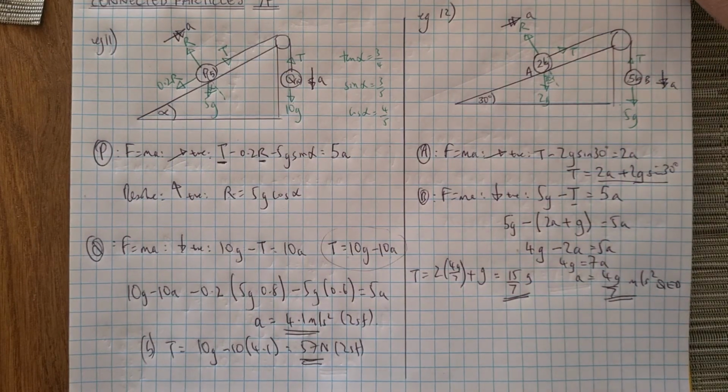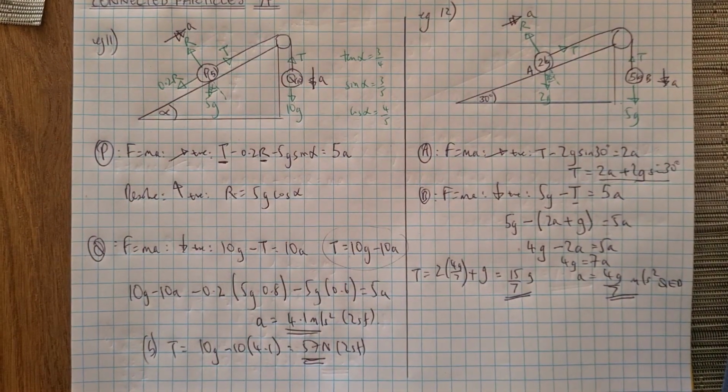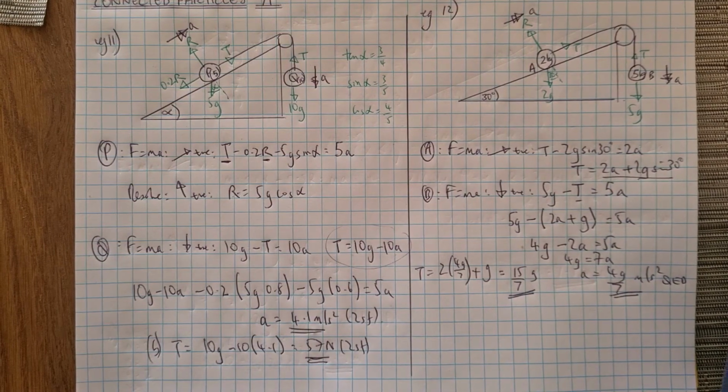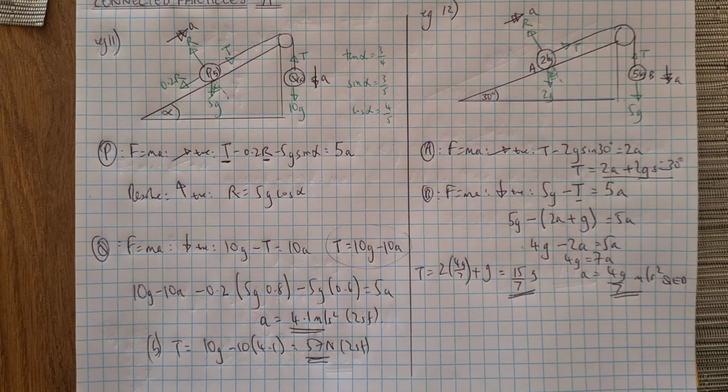Now for part B, if I just flick back very quickly, it asks for how you've used the fact that the string is inextensible in your calculation. So as we've said in the previous example as well, that means that the tension is constant throughout the string, or you could then say that the acceleration for A is going to be equal to the acceleration of B, something along those lines.